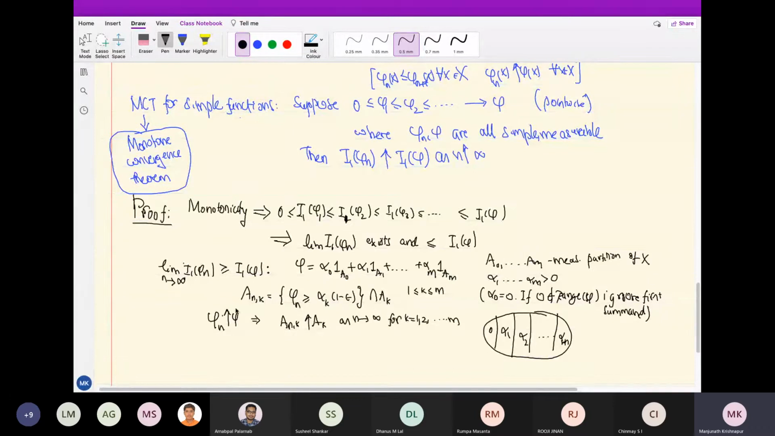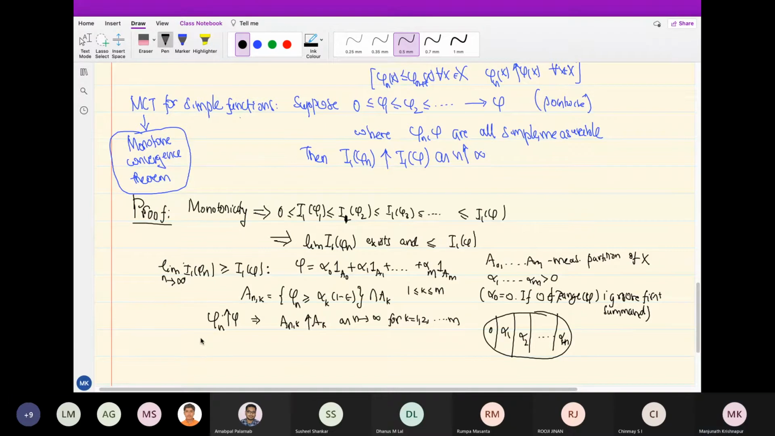So is this clear? Because if phi_n is bigger than this, phi_n+1 is also bigger than this. So A_(n+1)k will be anyway larger, meaning the set will be larger. And also at each x, phi_n of x converges to phi of x. So phi_n of x converges to alpha_1. So any x here ultimately will lie within this, because phi_n of x will have to get close to alpha_1. And here phi_n of x will have to get close to alpha_2 and so on. So this is clear.